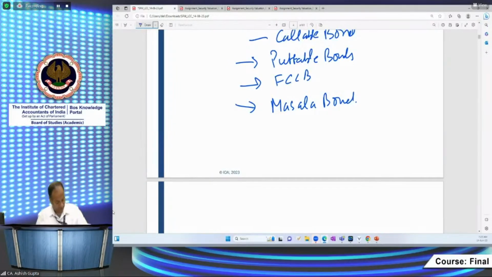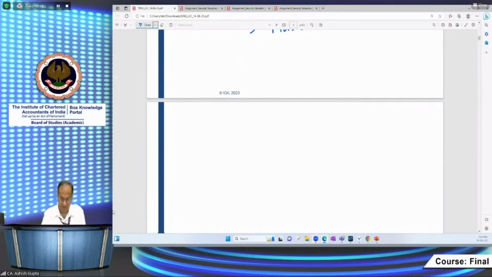So we have discussed these features there, and then we come to another feature. These are normally the types of bonds. Then we have discussed the features. In features, we have discussed the bullet repayment. Then there is amortization.